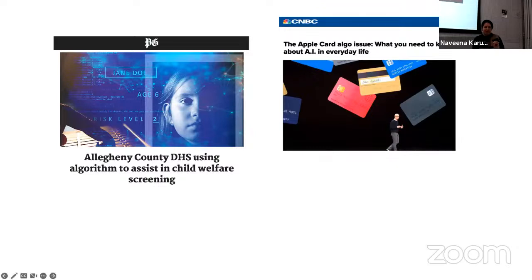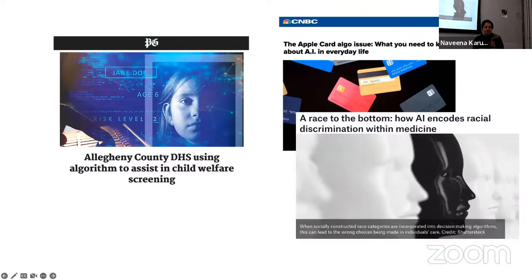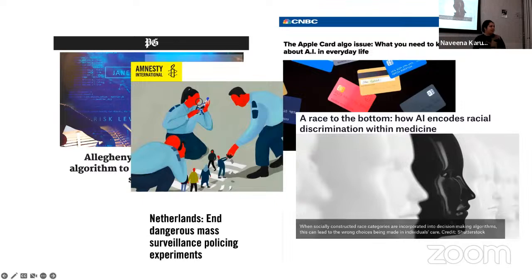Space like child welfare or credit scoring or medicine, law enforcement, and sort of these issues that exist around discrimination, bias, and harms. And so there's growing interest in trying to fix these problems, right? Especially for us who come from, myself, I come from a computer science background, I care about these issues. And there's always this question of, okay, what can we do?